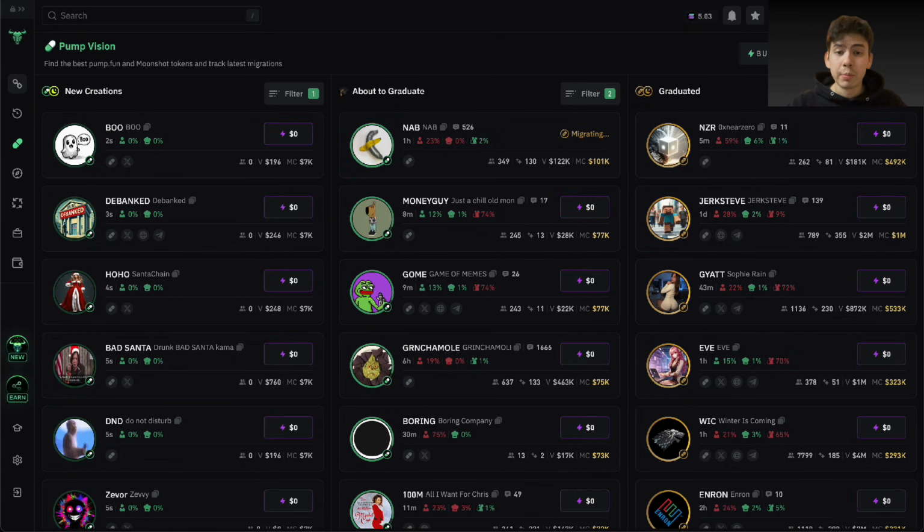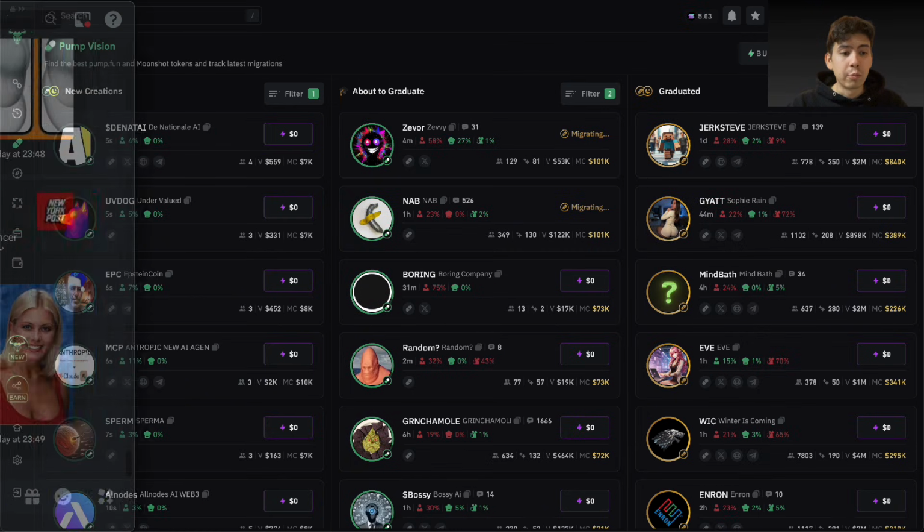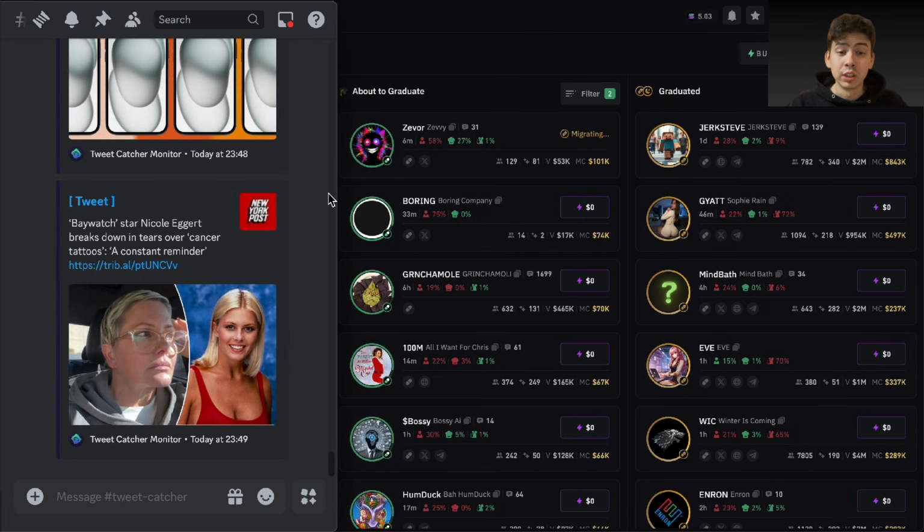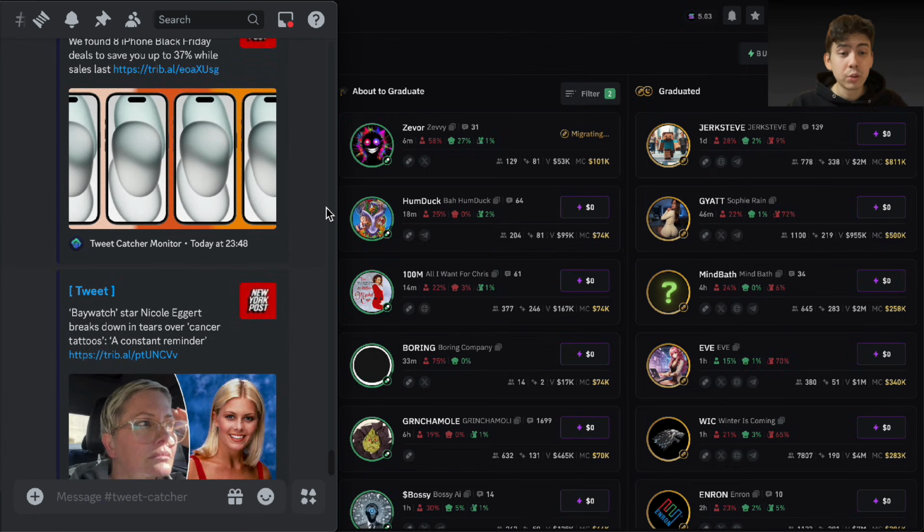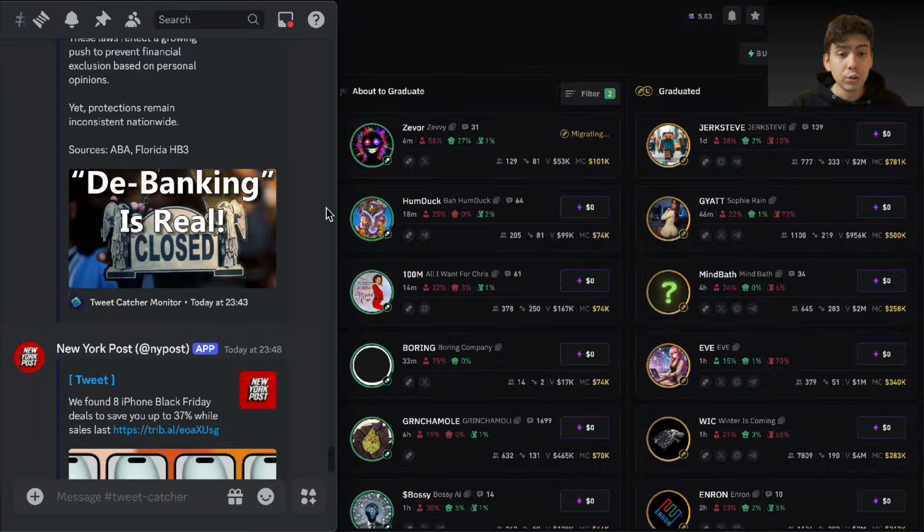Also, I absolutely recommend you guys having access to crypto Twitter at all times. That's why on the other monitor, I have my tweet catcher set up, where I can actually see the latest tweets tweeted by very important people that move the market, like Donald Trump or Elon Musk, as well as some news accounts, crypto influencers, or some other accounts that influence crypto in a good or bad way.